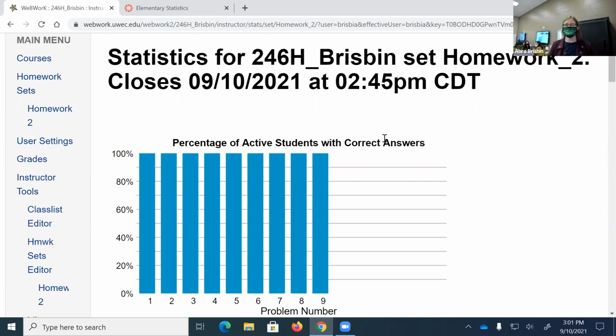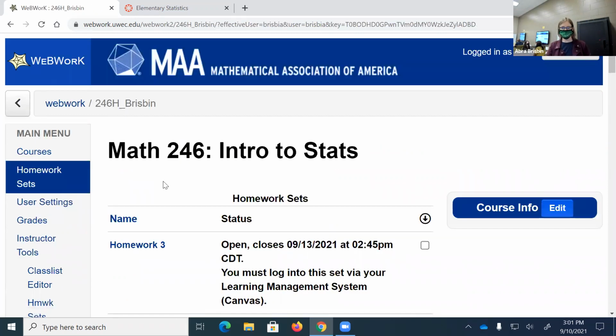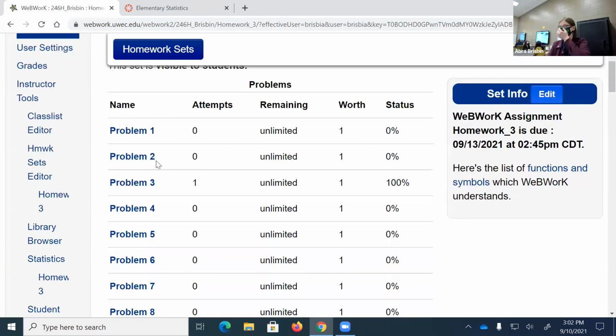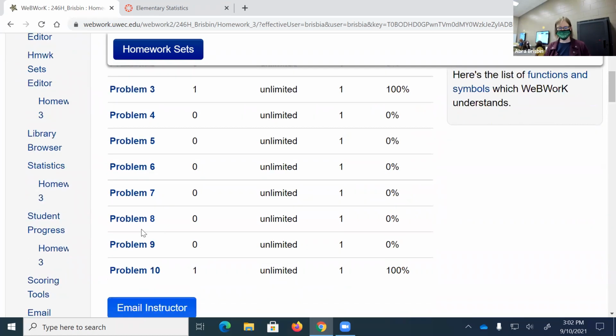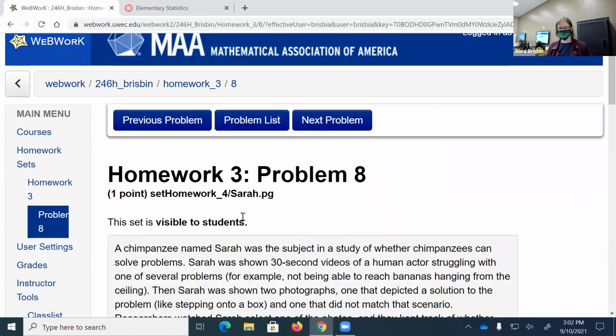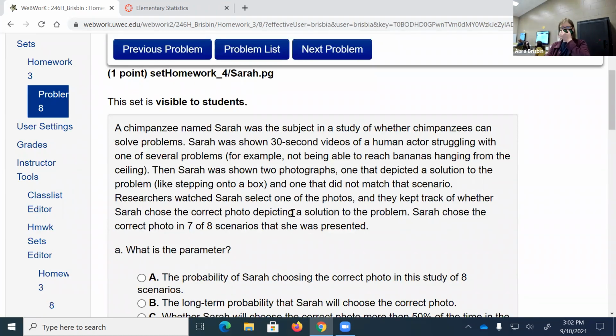Nope. All right, then let's talk about homework 3. What questions do people want to talk about for homework 3? Sarah. Question 8. Ah, this is the chimpanzee named after you. All right. A particular part of this one or just all of it?